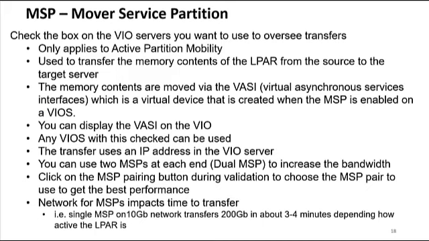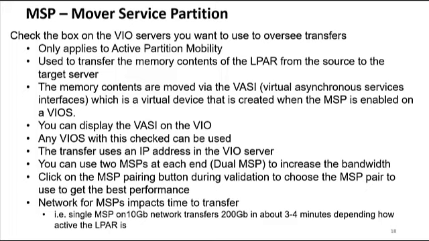So what is this move of service partition? I mentioned that you have to set the box on the VIO servers, and it's done under properties. It's basically used to transfer the memory contents of the LPAR from the source to the target. So what happens is you define it as an MSP. That causes it to build something called a VASI, which is the virtual device created that's going to be used for doing the moves. And you can display it. It's called VASI 0.